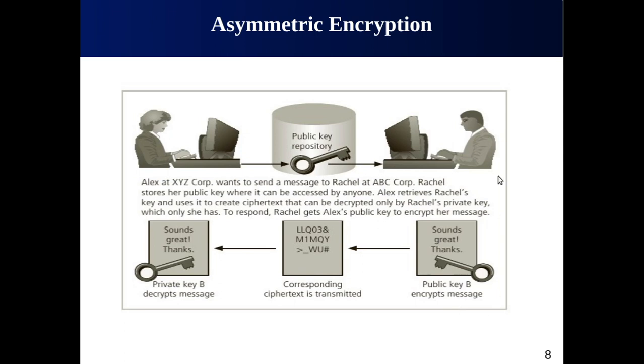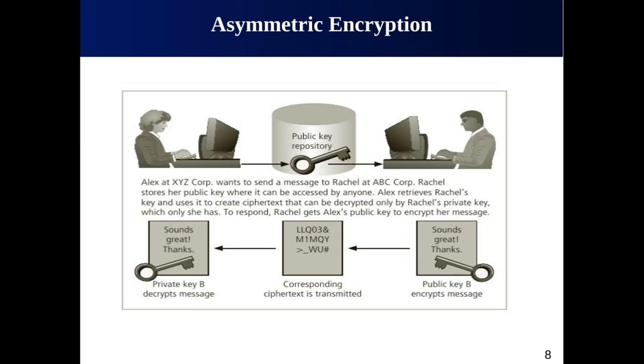So you can see here she wants to send a message to her colleague. She will encrypt the message by using a public key, and then the colleague would be able to decrypt the message by using her private key. So you can see we are using two keys here: one is the public key and one is the private key. The public key is used for encryption, while the private key is used for decrypting the message.